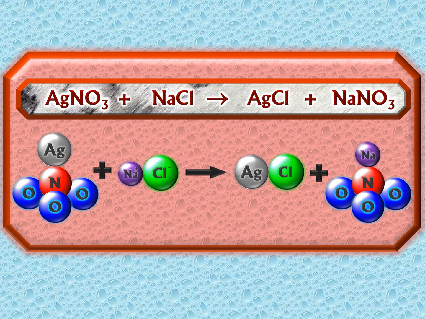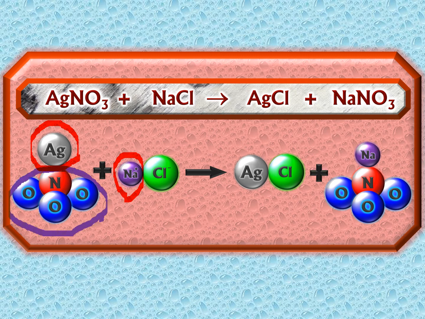One example is silver nitrate plus sodium chloride. So now notice we've got cations. I'll circle them in red. We've got cations, the metals. Think of the metals as the cations. But then we've also got anions. I guess I'll circle them in purple. We've got anions. So the anion in the first one is the nitrate. The anion in the second one is the chloride.